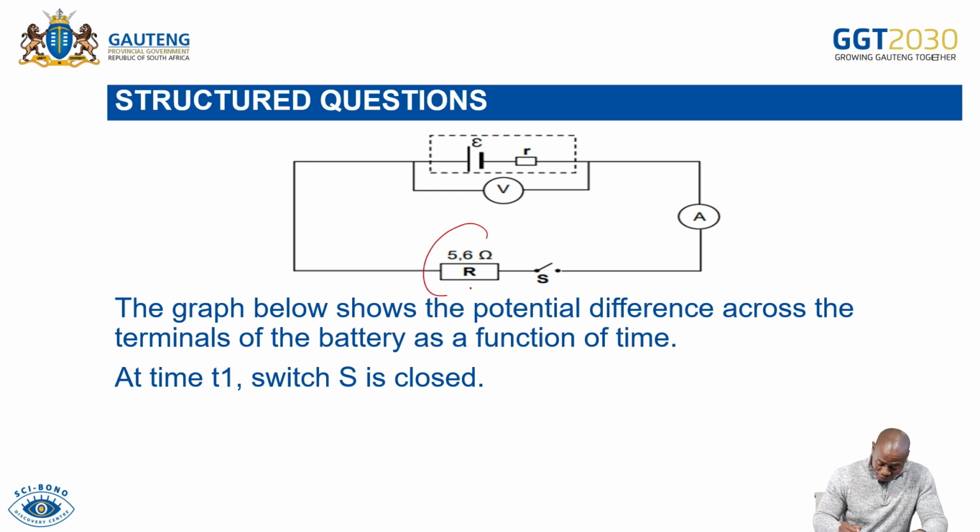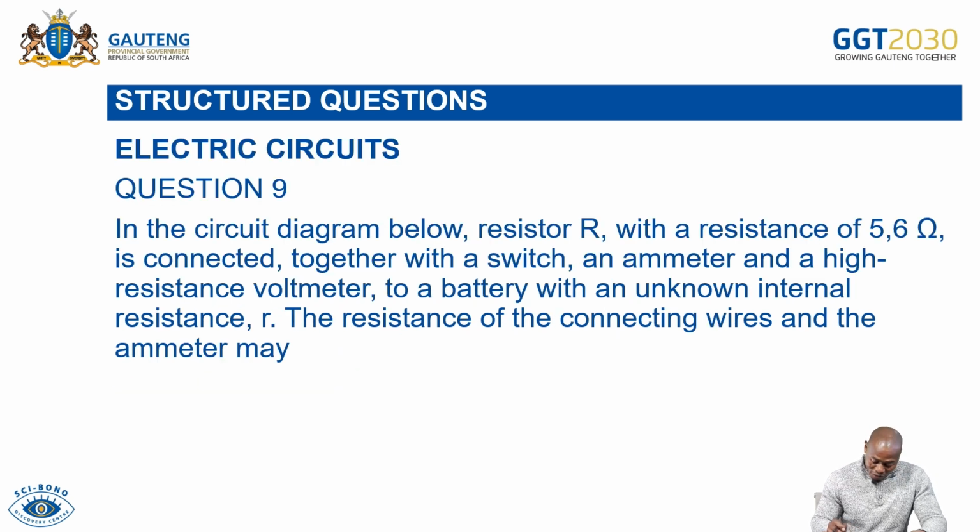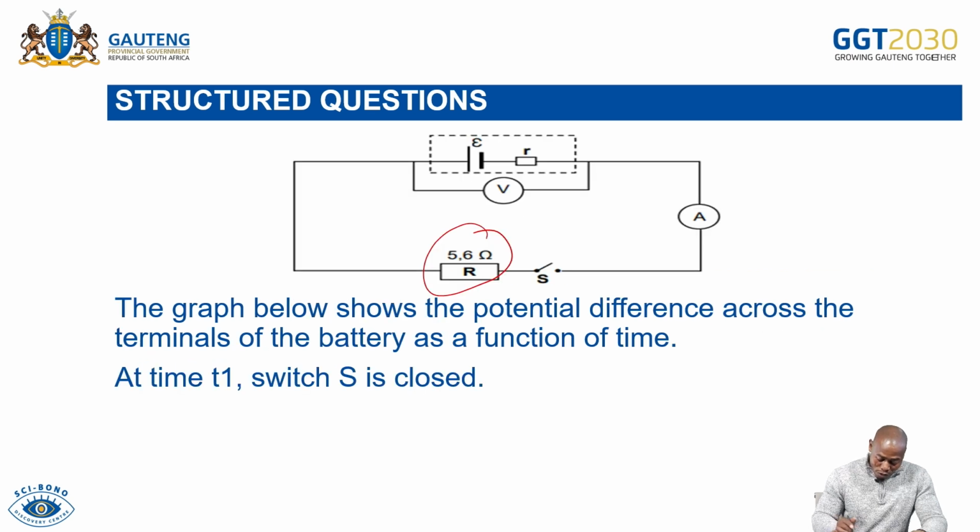We have the resistor of 5.6. We have a battery there, or a cell. Are we given its EMF? Let's just check. For now, no. We are also not given, so we don't have EMF, right? We also don't have internal resistance. We have the resistance of the resistor, which is 5.6 ohms.